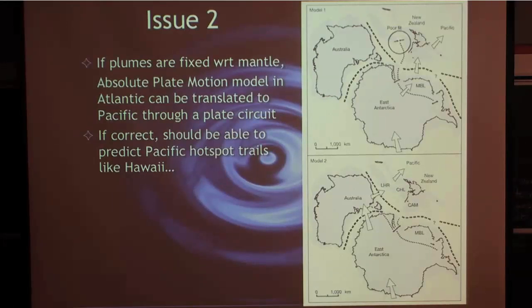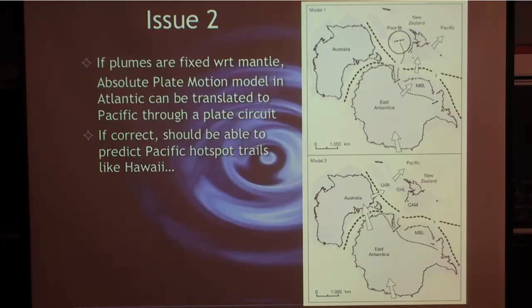So what you can do is you can say, all right, if all the plumes are fixed in a mantle and the plates are just moving over the top, I should be able to just go to the other ocean basins, the Indian or the Atlantic, and look at plate motion, record it there in a hotspot, and then hop my way across a plate circuit and translate how the Pacific plate would be moving across that hotspot reference frame.